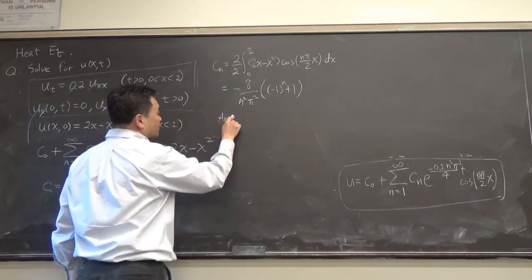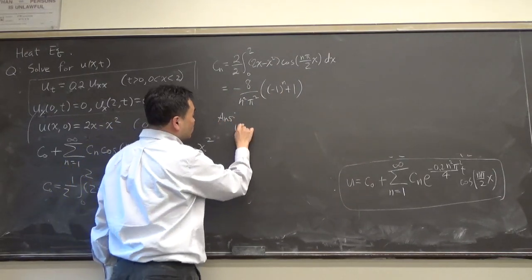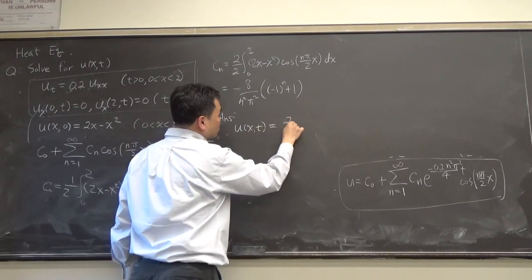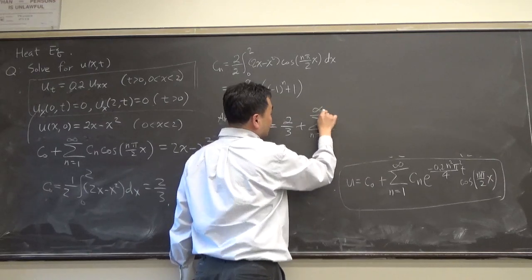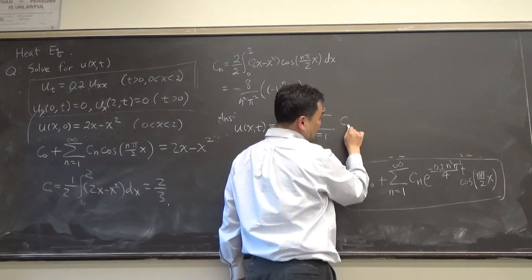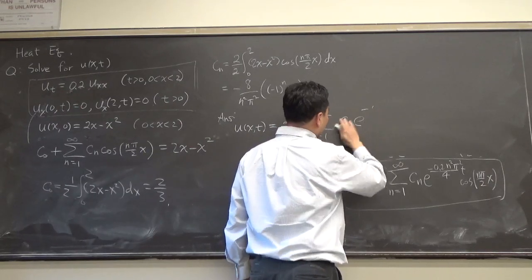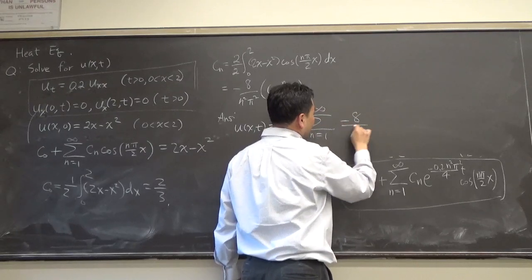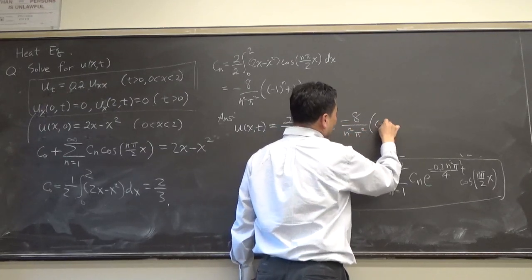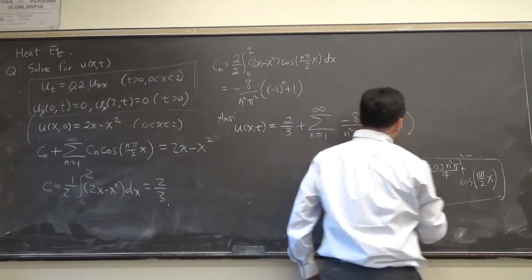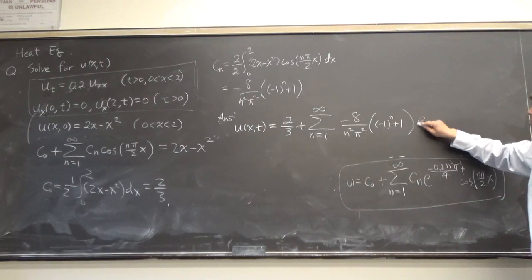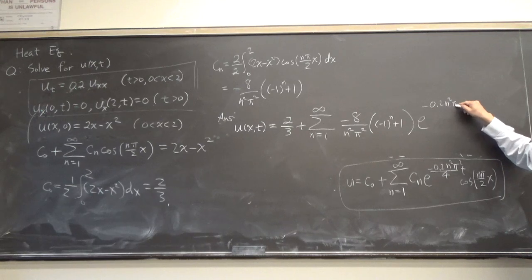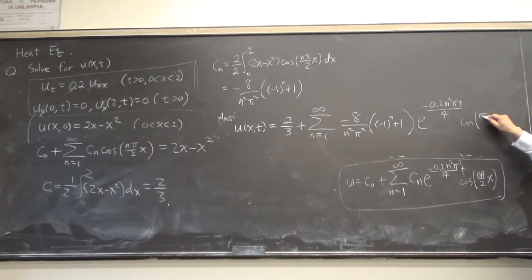The answer is u(x,t) equals 2/3 plus the sum from n equals 1 through infinity of, not Cn, it's negative 8 over n squared pi squared times (negative 1 to the nth power plus 1) times e to the negative 0.2 n squared pi squared t over 4 times cosine of n pi over 2 x.